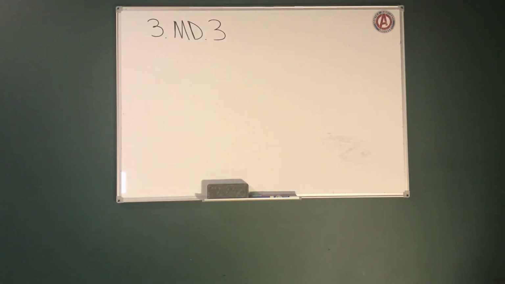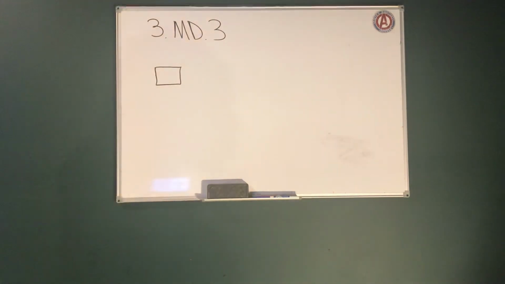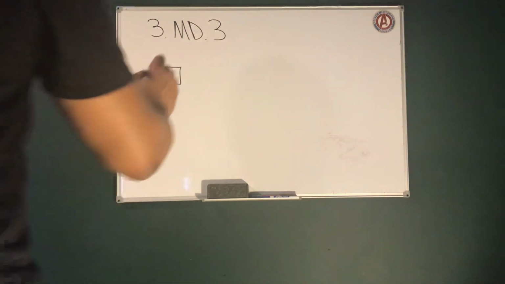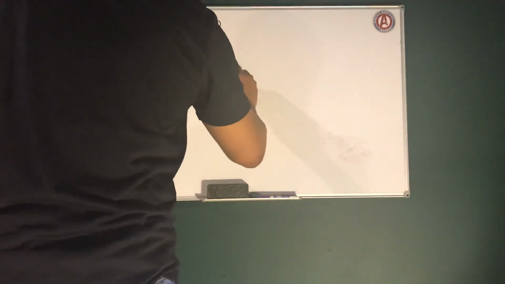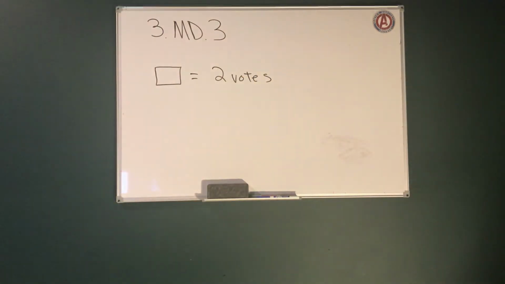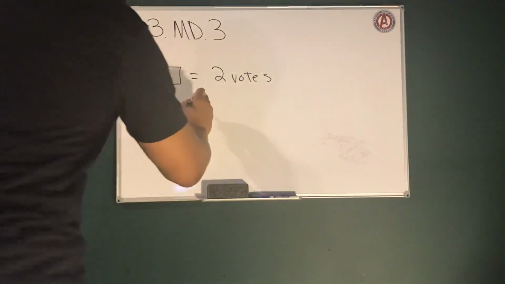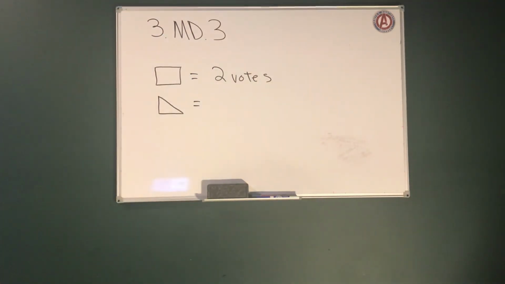Now, in the key for your assignment today, the key is a square. And in that key, it says that the square is worth 2 votes. So each square is worth 2 votes. Now, one of the pictures has a half of a square. Now, if a whole square is worth 2 votes, what do you all think a half a square is worth? 1 vote.